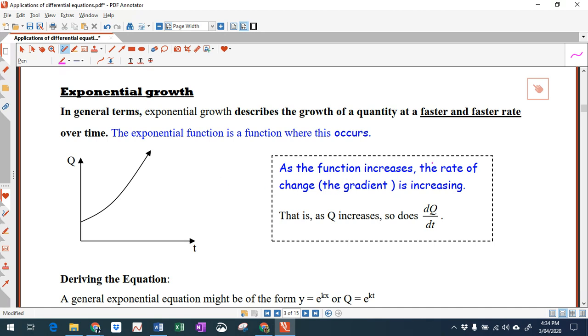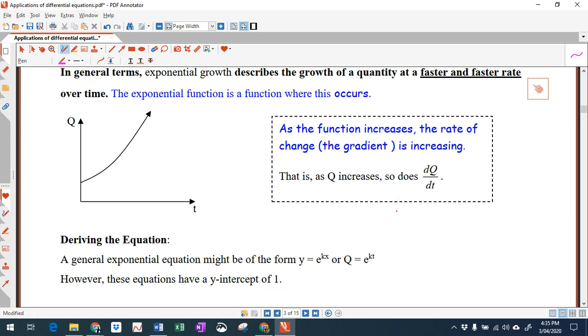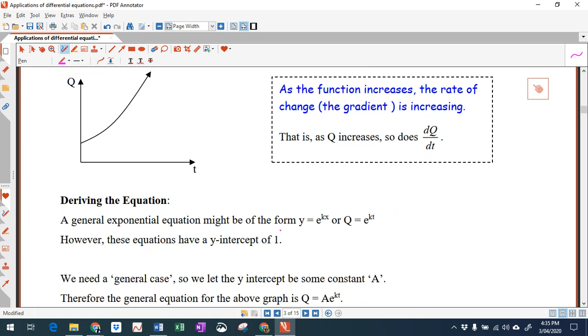Now, as a function increases, the rate of change is increasing. As the curve gets steeper, the gradient is becoming steeper. So that means the derivative is also increasing for exponential growth. As you can see then, as Q increases, dQ/dt also increases. Now what about getting an equation for this?